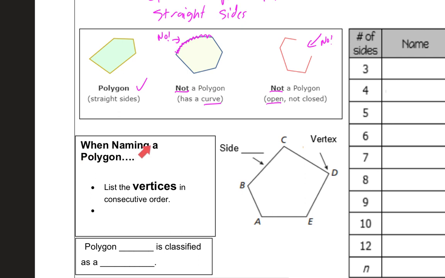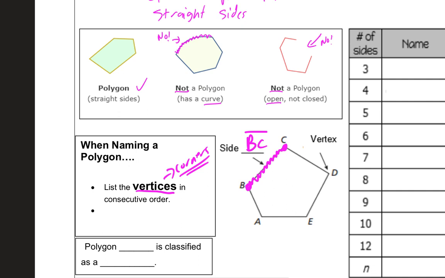All right, so let's talk about how we name a polygon. When we name a polygon, if we see this polygon right over here, we're going to list the vertices in consecutive order. The vertices are the corners. Let's take a look at this one. This side goes between B and C, so we're going to call that side BC. It connects those two together.